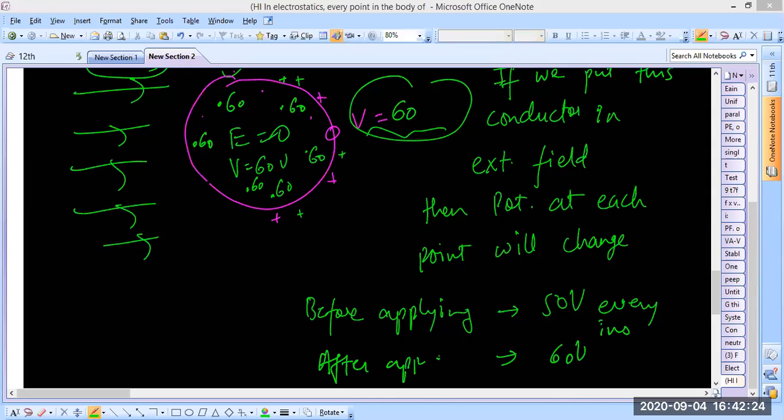If there is a point B outside the conductor and point A on the surface of the conductor, then is the electric field the same or not?